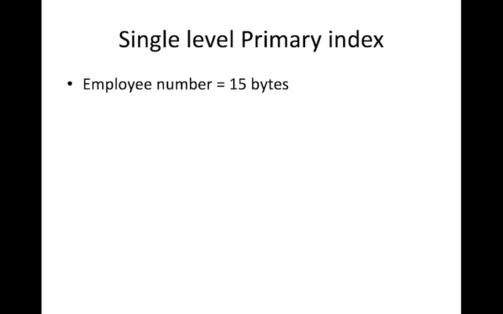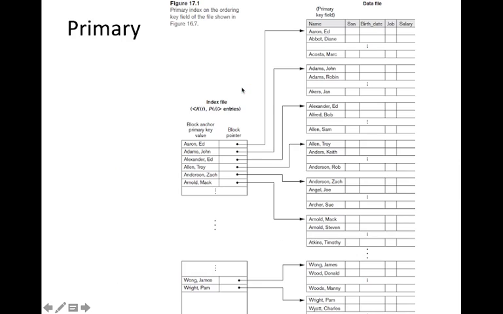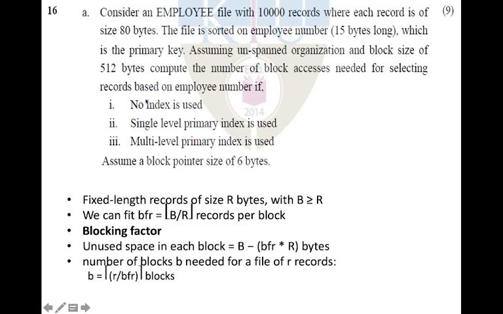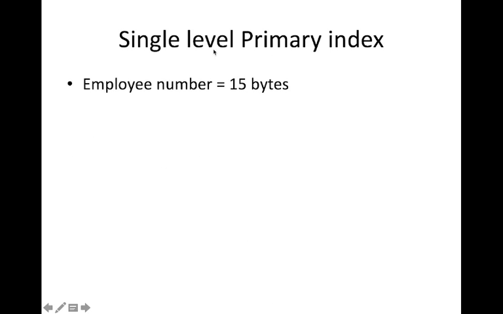So here the employee number is 15 bytes. Because we are using the key as employee number, here it is name. In this example it is name, but in the question it is given as employee number, and it is 15 bytes long. So here employee number equals 15 bytes. So we have to take that also, plus we require this block pointer size, which is 6 bytes.